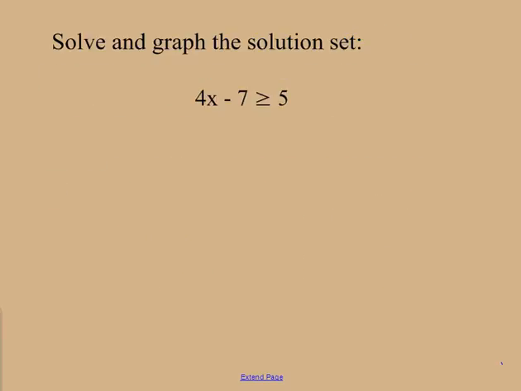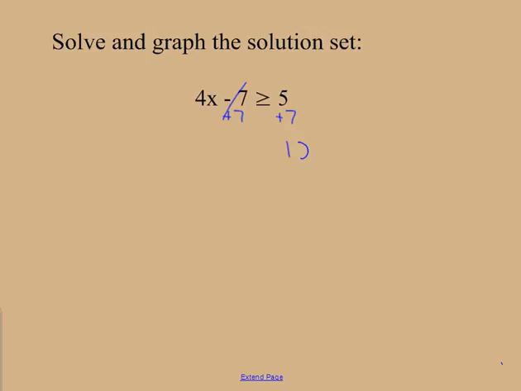Now we're ready to solve some more complicated inequalities. In these examples, we are asked to solve the inequality and graph the solution set. So let's take a look. 4x minus 7 is greater than or equal to 5. All right, so the first thing we are going to do is, just like solving an equation, we're going to add 7 to both sides. That way I get my constants on the right side, and I can combine them.